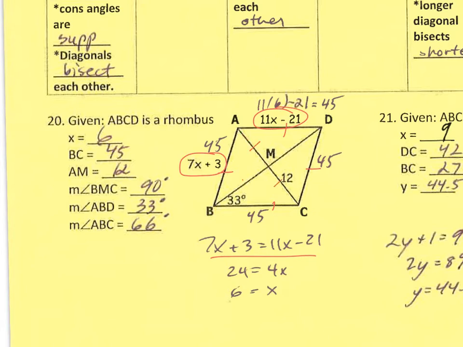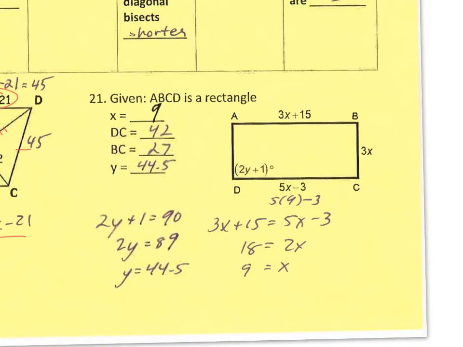Because it's still a parallelogram, diagonals bisect each other. So AM is going to be the same as MC. BMC, that's a property of a rhombus. The diagonals not only bisect each other, but they're perpendicular to each other as well. So that's 90. The diagonals also have that last property, which is they bisect the angles. So therefore that's 33. So the other side's 33, and the whole angle is 66. 33 plus 33.